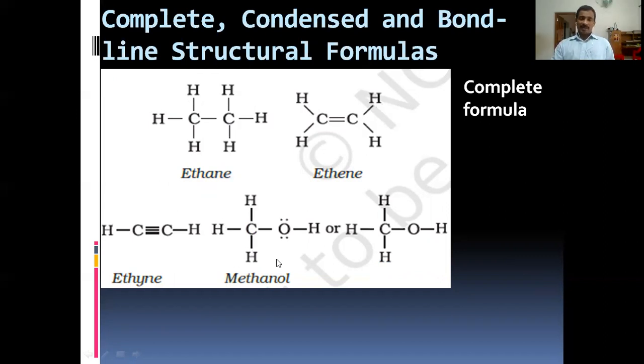Methanol, CH3OH. Or we can represent it in this way, without showing the electron pairs. Here the electron pairs are shown. That is not compulsory. In the complete formula, it is not compulsory to show the electron pairs. So without showing the electron pairs, it is represented here. It is the complete formula of an organic compound.